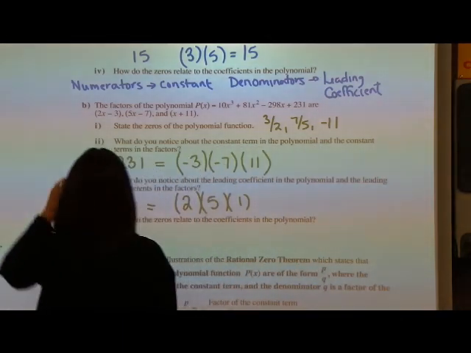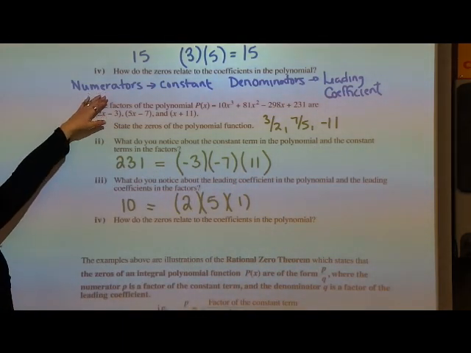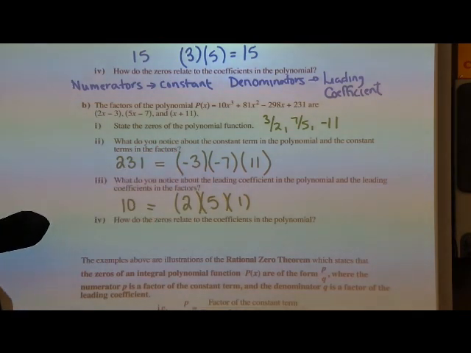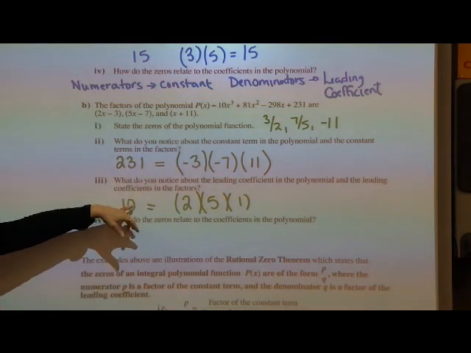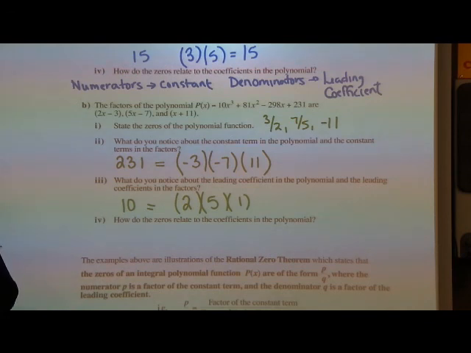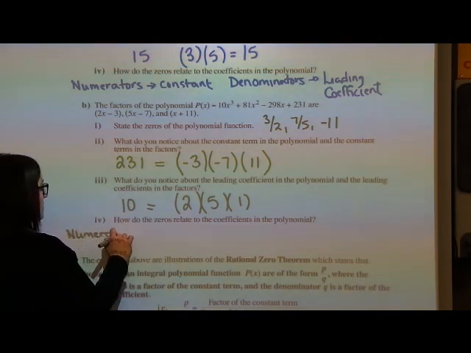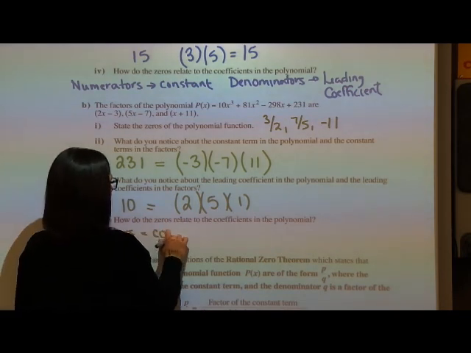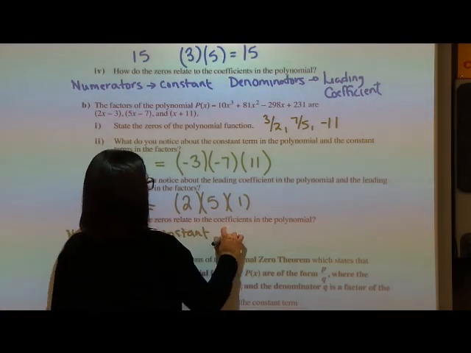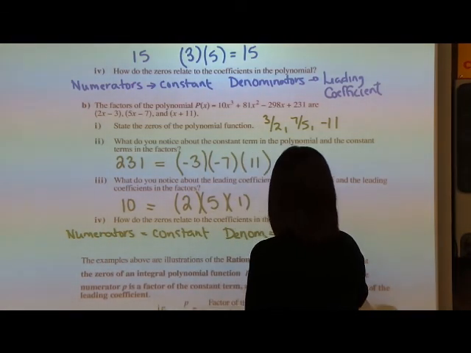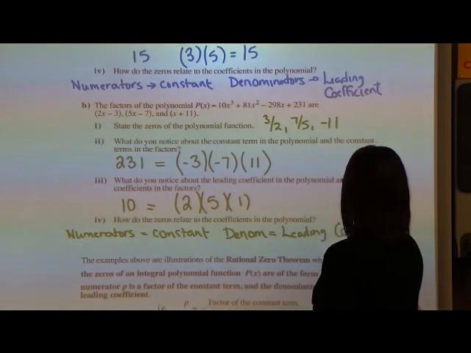So again, does it work like it did before? Do the numerators of the zero correspond to the constant, and do the denominators correspond to the leading coefficient? Okay, so the numerators give me the constant, and the denominators give me the leading coefficient.